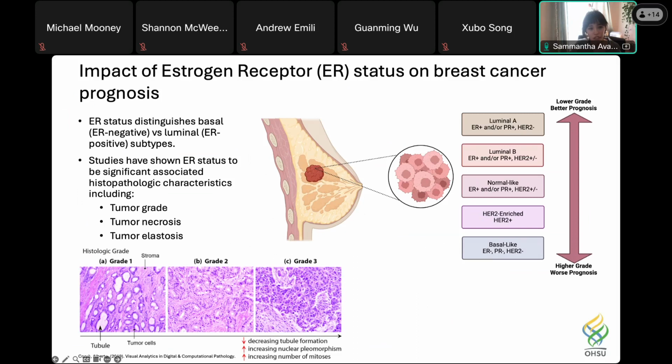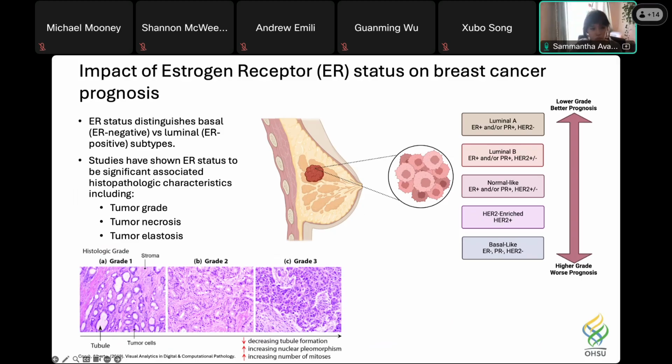In addition to this, research has also shown ER status to be significantly associated with specific histopathological characteristics, including tumor grade, tumor necrosis, as well as tumor elastosis, which is just the presence of elastic fibers in the tumor tissue. And so, again, tumor grade is measured by 3 key morphological features, where luminal A and luminal B have a lower grade, therefore better prognosis, whereas basal tends to have a higher grade and worse prognosis.